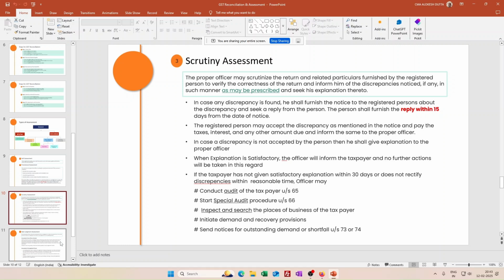So scrutiny assessment means, after due verification of your records along with the returns filed, finding out the discrepancies, if any. That is scrutiny assessment.